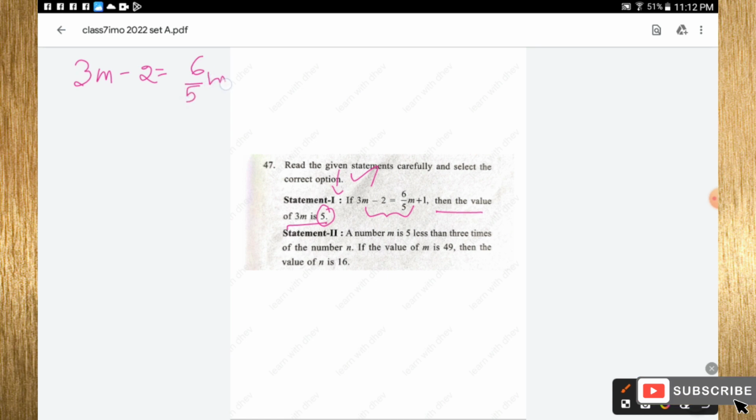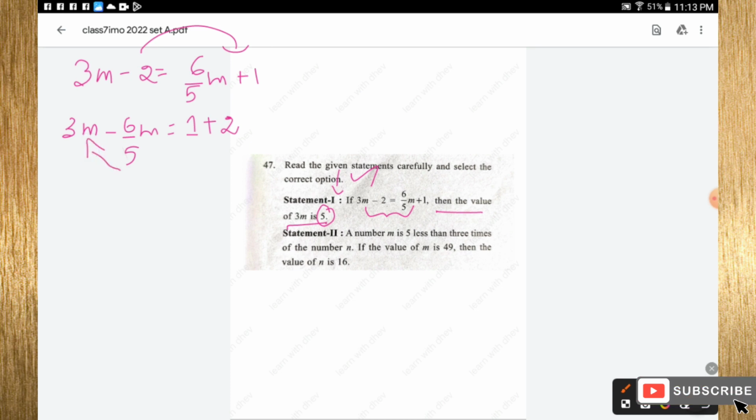So 6 by 5m plus 1. So first we'll solve. What we do, we'll keep all the variables on one side like this. So minus 2 will go to the opposite side, so it becomes positive. Here a fraction is there, so we have to take LCM. LCM means you have to keep the denominator the same.